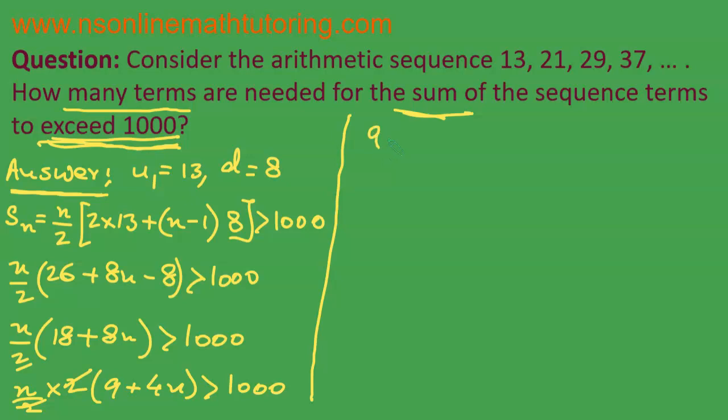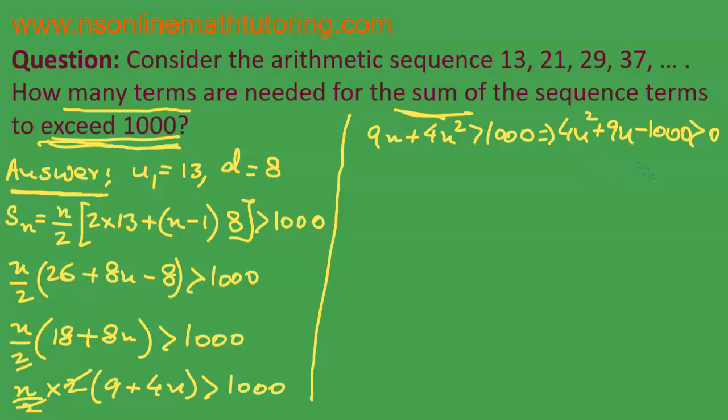So it is 9n plus 4n square is greater than 1000, which can be written as 4n square plus 9n minus 1000 is greater than 0. Greater than 0 means this is an inequality. That is what I was saying, that in this case you will have an inequality in place of an equation. We had an equation in the previous question.